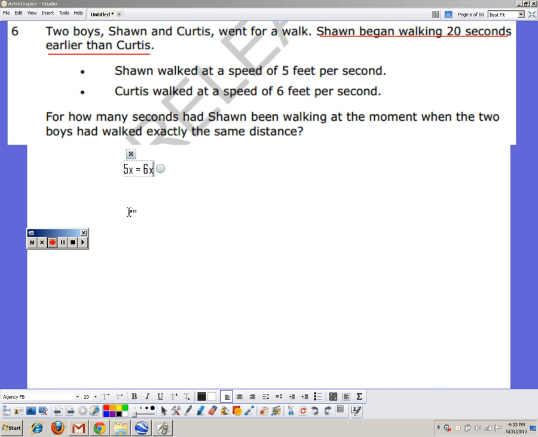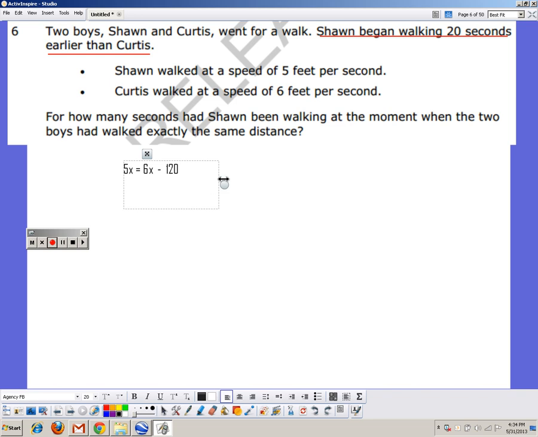Now remember, Sean had a head start, okay? He started 20 seconds earlier than Curtis, okay? So Curtis has to make up some lost time, okay? So since Curtis walks 6 feet per second, he has to make up 6 times 20, which is 120 feet.